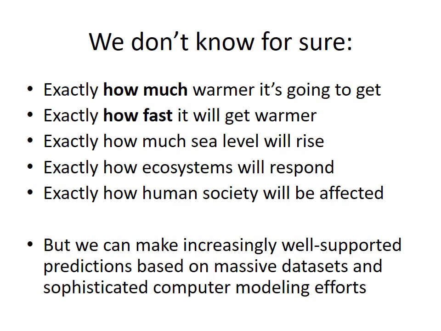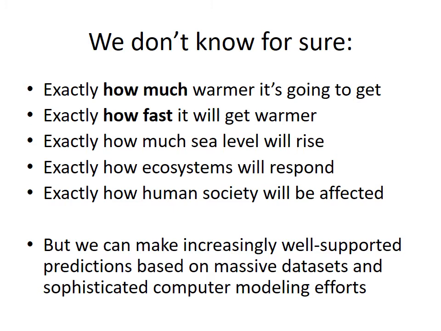There are some things that we don't know for sure about climate change. For example, we're not certain exactly how much warmer it's going to get. We don't know exactly how fast the warming is going to occur, although we can observe how fast it's been occurring so far. We don't know exactly how much sea level will rise, or exactly how ecosystems will respond, or exactly how human society will be affected by the climate changes and ripple effects through the Earth's ecosystems. But even though we don't know those things exactly, we have lots of data and we can make good predictions on each of those things.